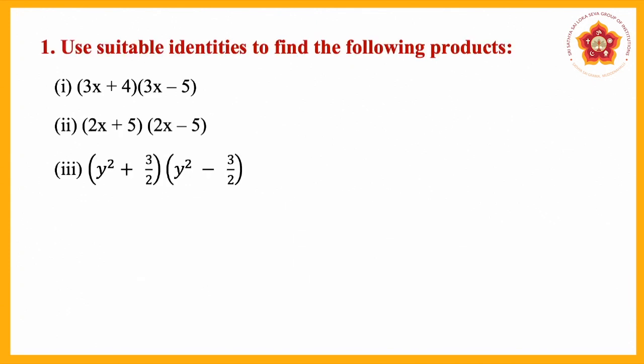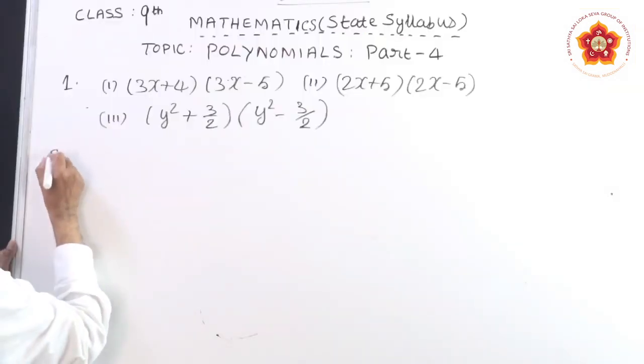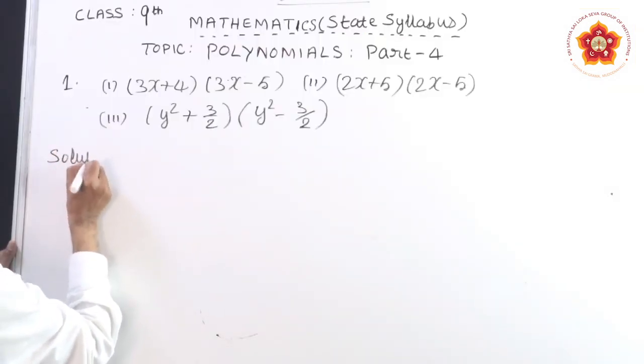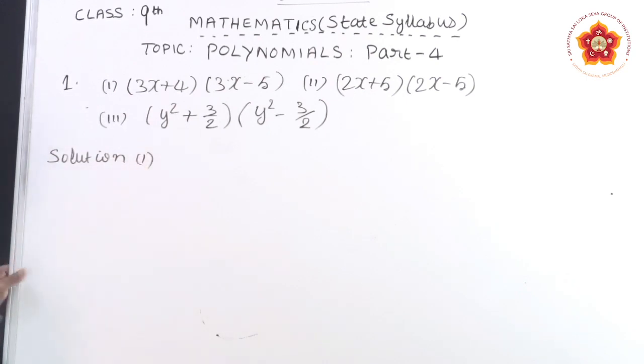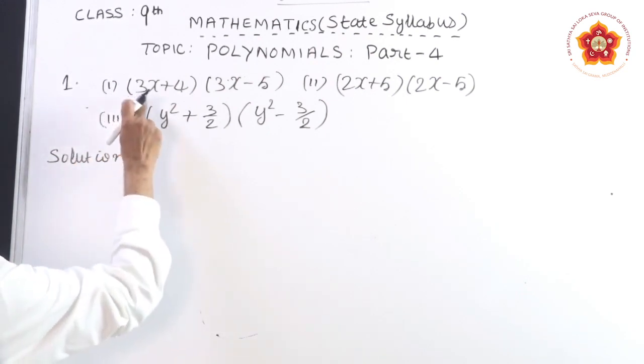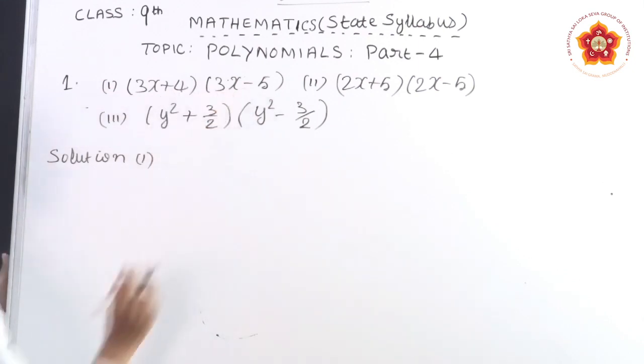Out of these 7, you have already learnt 4 identities in the 8th standard. Let us revise some of the problems based on the 8th standard. Now, the solution for the first one. The first question is in the form of (3x plus 4) and (3x minus 5). We have already learned the identities.